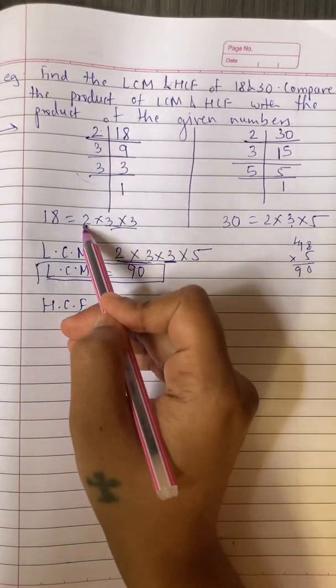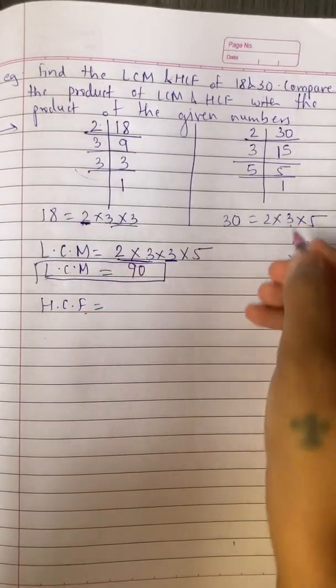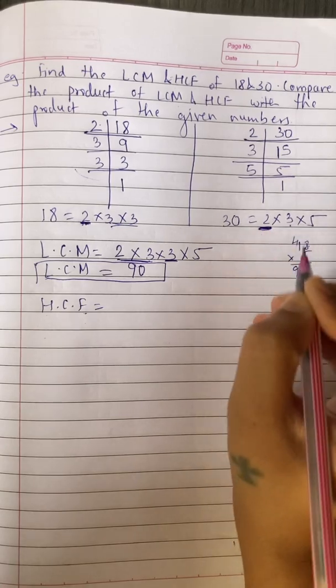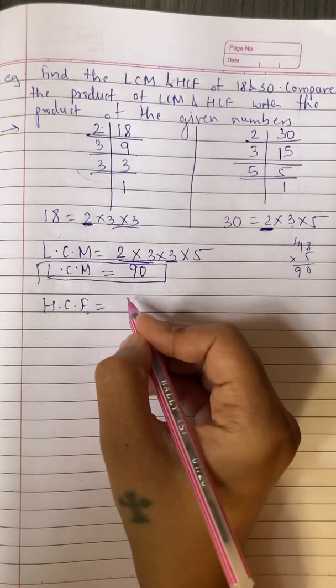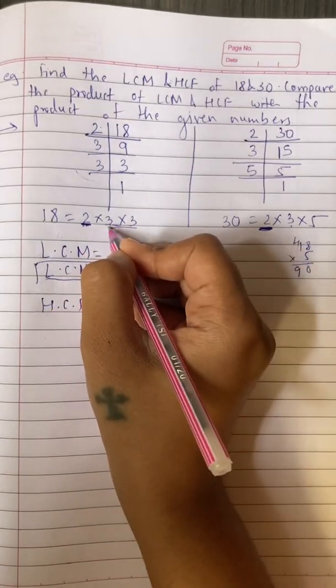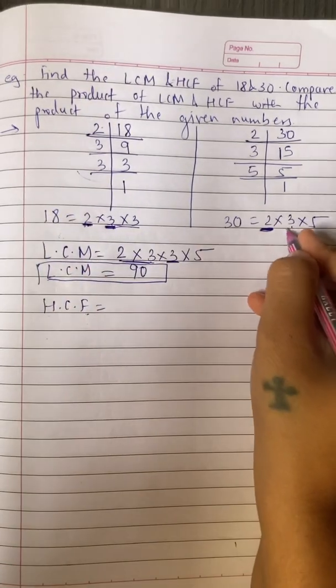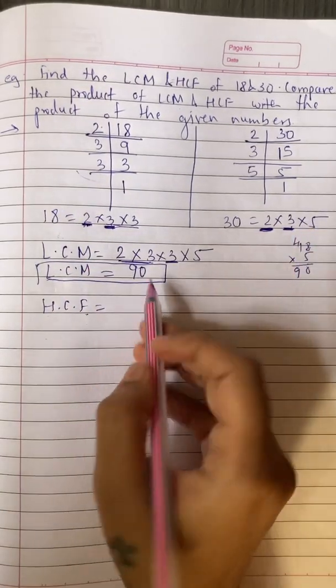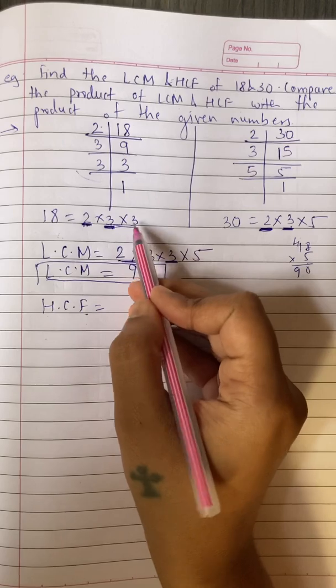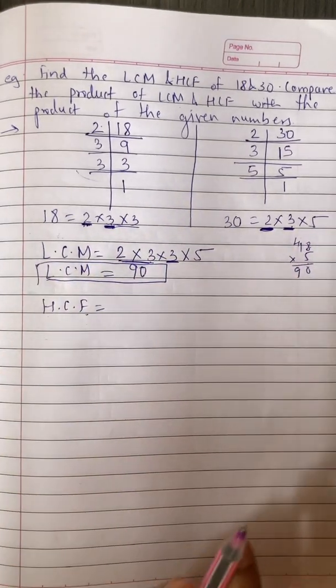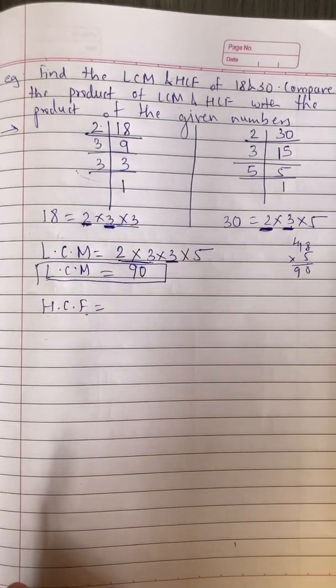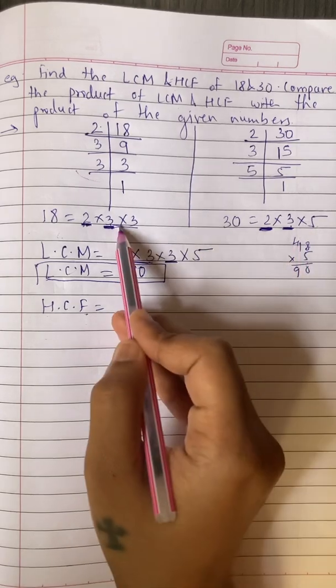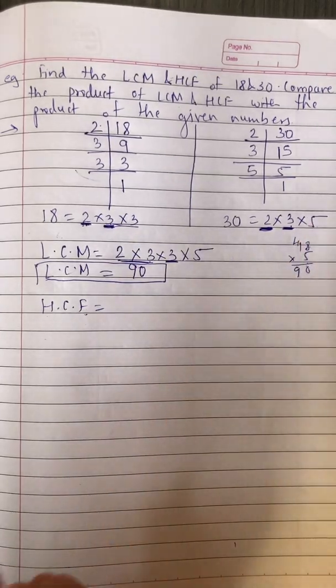HCF. So first check for 2. 2 is there over here also, and 2 is there over here also. So one common factor is 2. And then check for another factor. 3 is there over here also, and 3 is there over here also. Now another 3 is there in 18, but it is not there in 30. So we can't take this 3. And 5 is there in 30, but it is not there in 18. So we can't take 5 also.